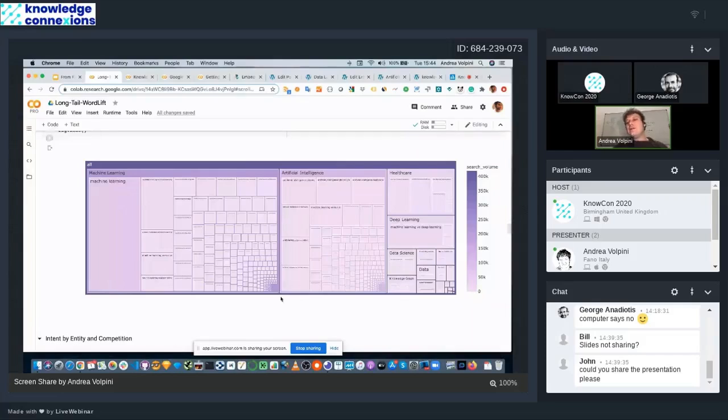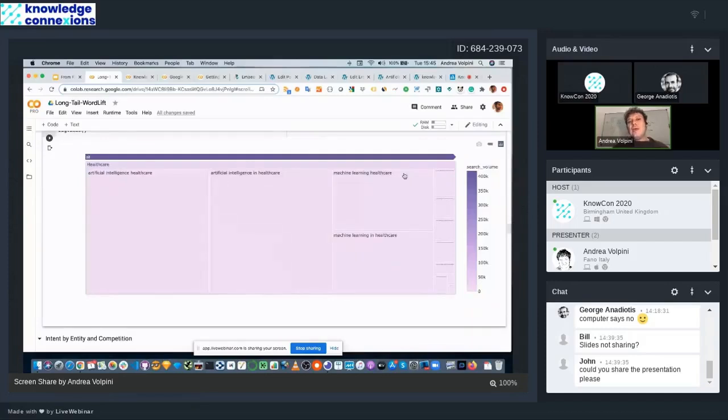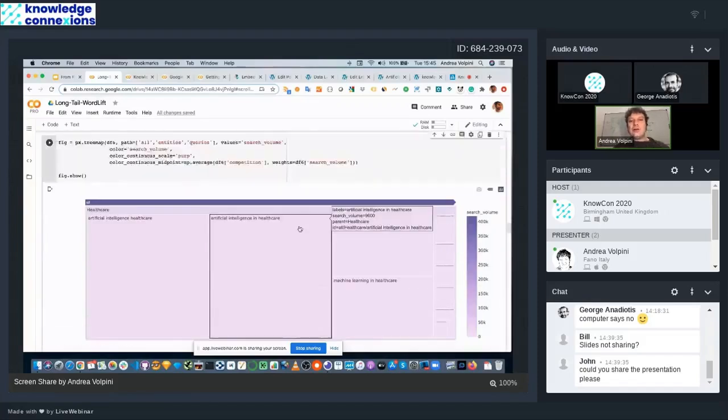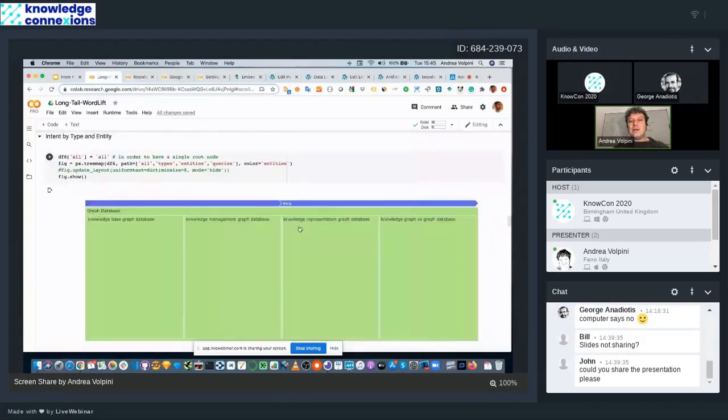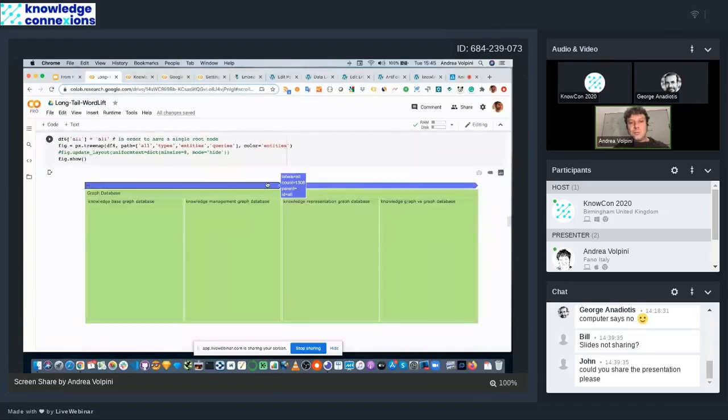And I can see, I've written something about healthcare, right? And there is volume here. There is some volume at least. Okay, so here I have a visualization that doesn't tell me if there is volume or not. It only groups the intents.